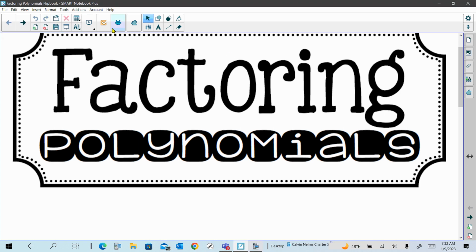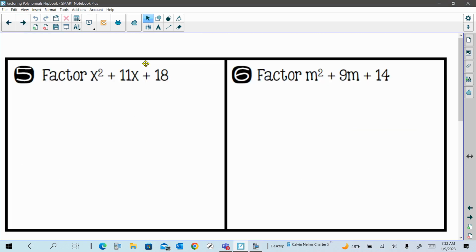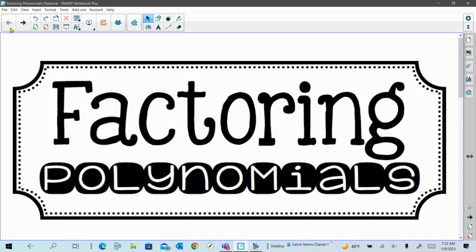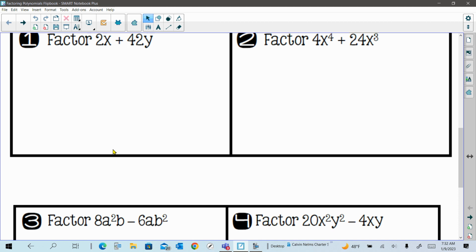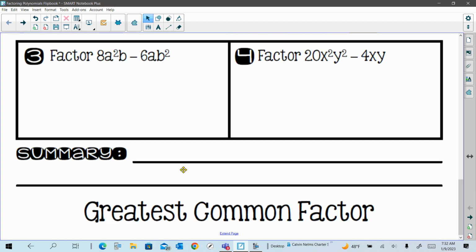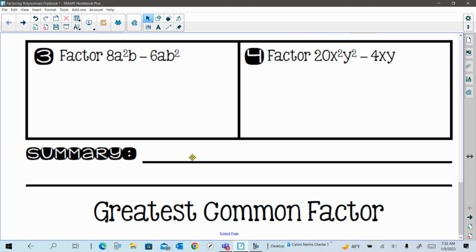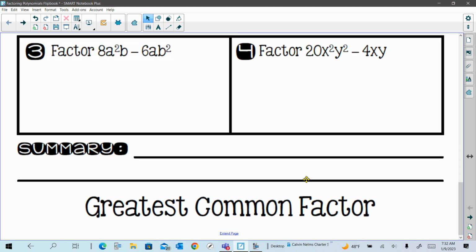Okay, so the first thing we're going to discuss, I think it's underneath here. Sorry, right here. There we go. Number 1 and 2 is the greatest common factor, and I probably should have put some space in between here. Okay, so if you open up, you should see 1, 2, and then 3, 4.